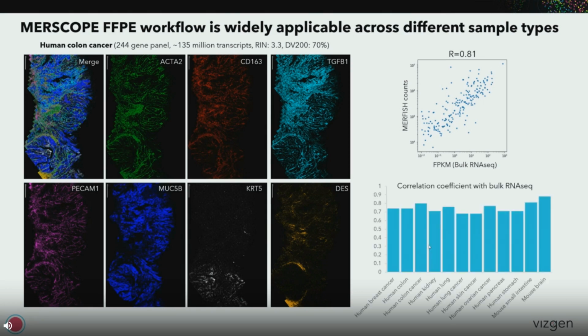So to demonstrate the wide applicability of MERSCOPE in other samples, we decided to perform MERSCOPE imaging in more than 10 different samples. Again, we extracted the correlation coefficient with a correlation plot similar to the value I'm showing here, and plotted all the correlation coefficients with bulk RNA-seq in a bar chart for more than 10 different sample types, including breast cancer, colon cancer, kidney, pancreas, stomach, and such. And you can really see that across all the samples, it all has very excellent correlation.